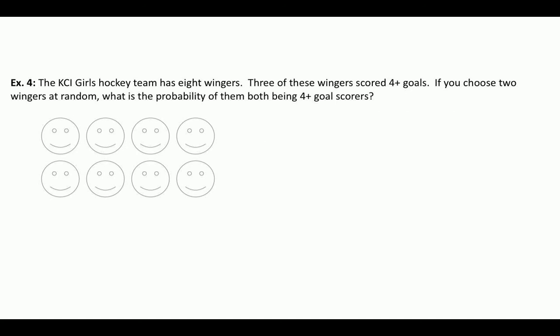Well, here's the 8 wingers, and here are basically our event definitions. So let's say that A is the event of selecting a 4+ goal scorer. So we reach in, we say, "You girl, you come with us." That's event A. So basically that event is selecting a 4+ goal scorer. B then is the event of selecting another 4+ goal scorer. So we're choosing 2 wingers and we want them to both be goal scorers.